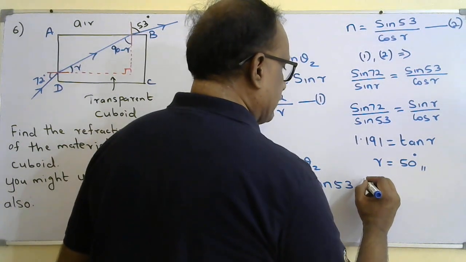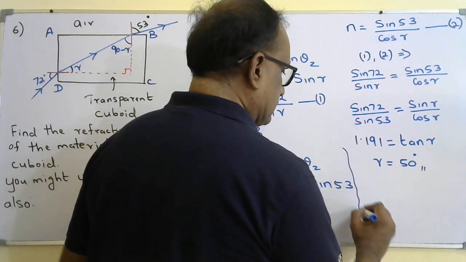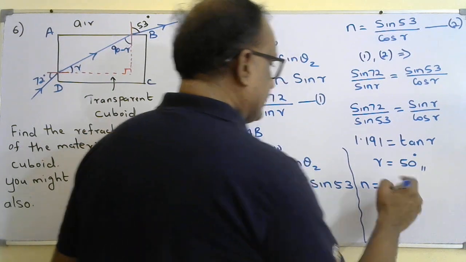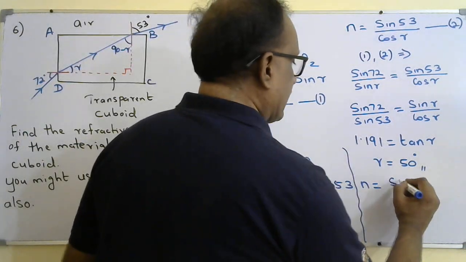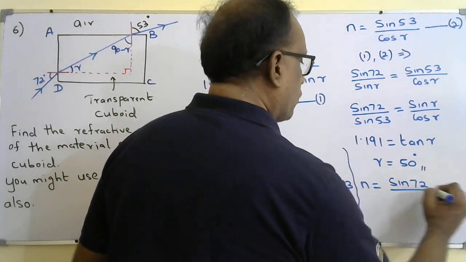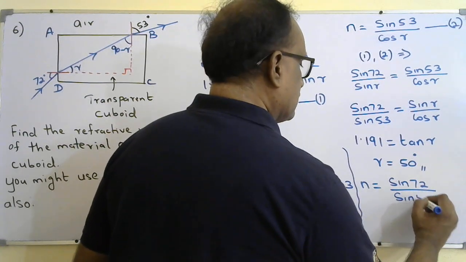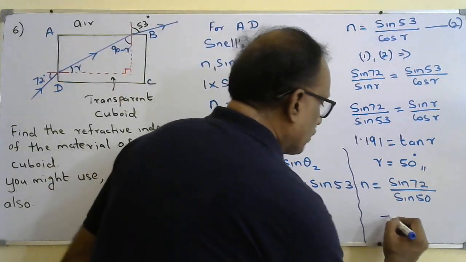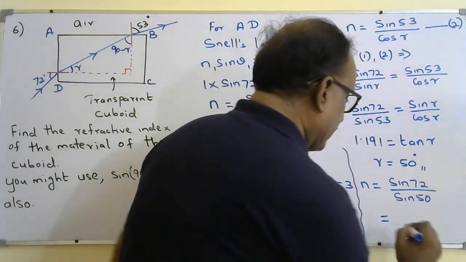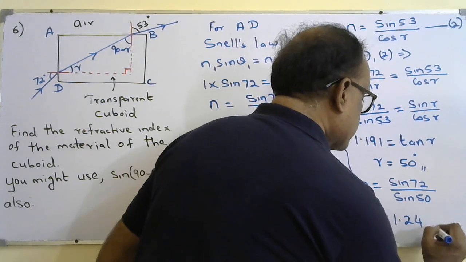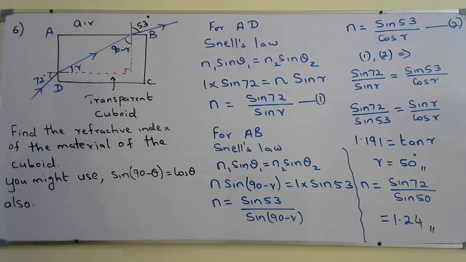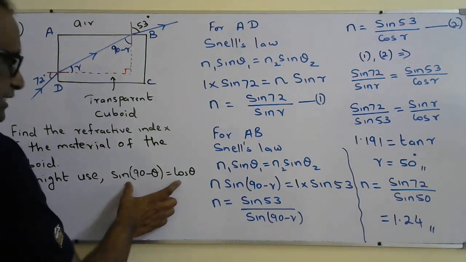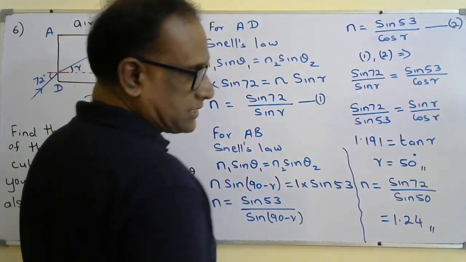If I use the first equation, n equals sine 72 over sine 50. If you want, you can use this r here also, you will get the same answer. Solve it, you will get the refractive index 1.24 for the transparent material. Just the answer. A little too much work, but nothing new to you. Only thing, using this equation, a little bit of math comes, that's all.